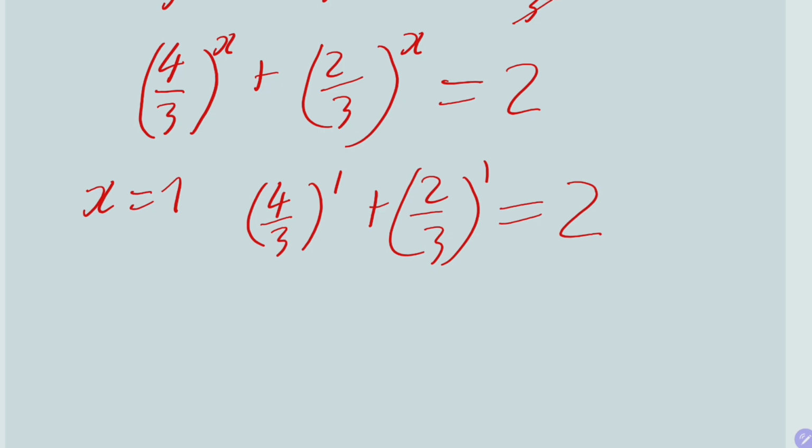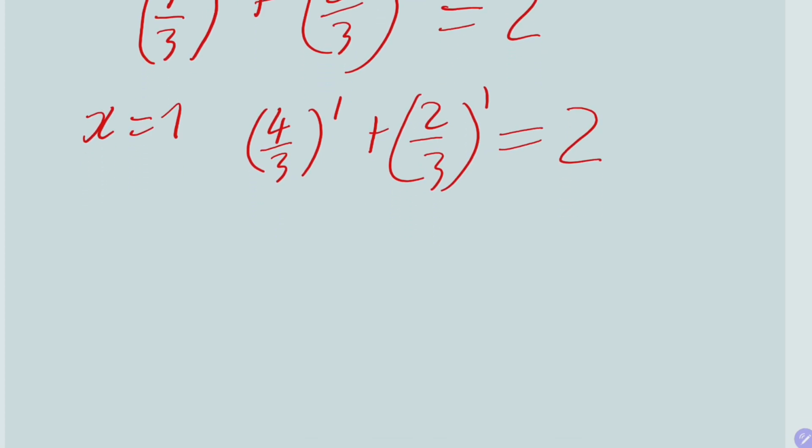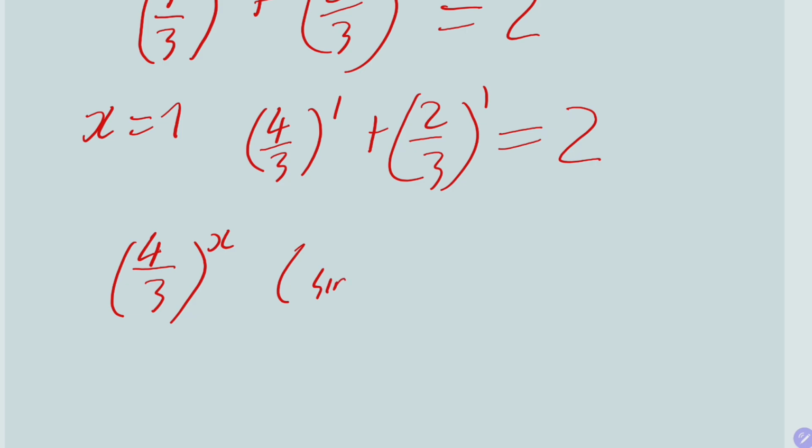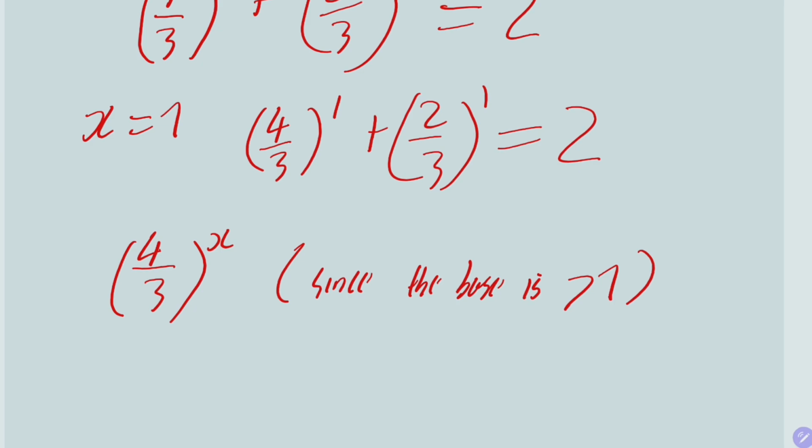To be certain it's the only solution, consider the two terms in the equation. The fraction 4 divided by 3, to the power x, is an exponential growth term. Since the base is greater than 1, as x increases, this term gets larger.